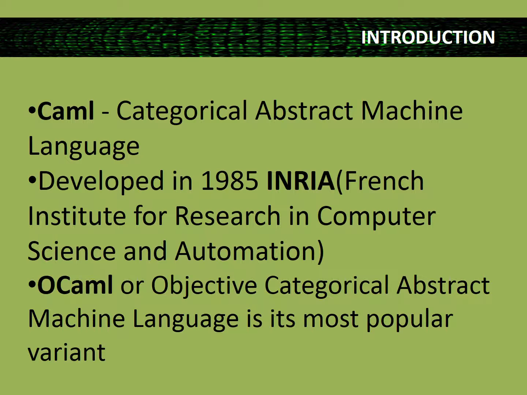It has been developed and distributed by INRIA, a French Institute of Computer Science and Applied Mathematics, since 1985. The most popular variant is OCaml, or Objective Categorical Abstract Machine Language. Caml finds its source from the ML language, meta language. In this report, I will define Caml, identify its concepts, and application in programming.